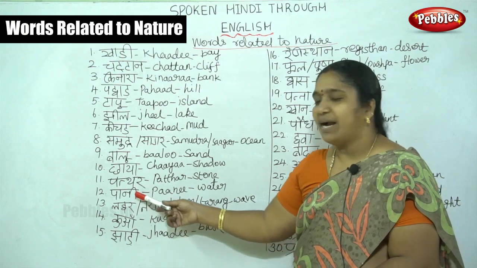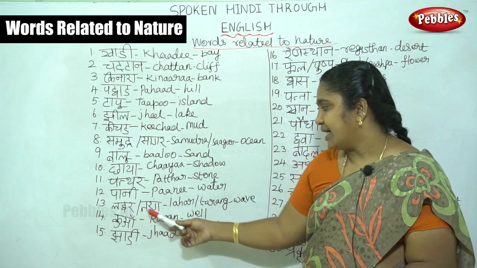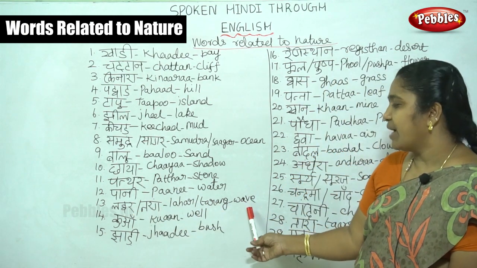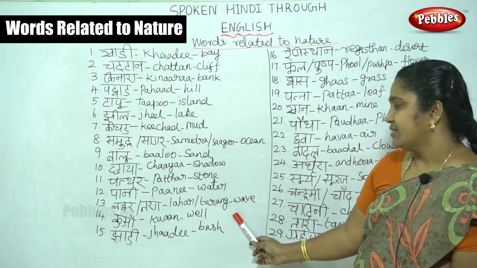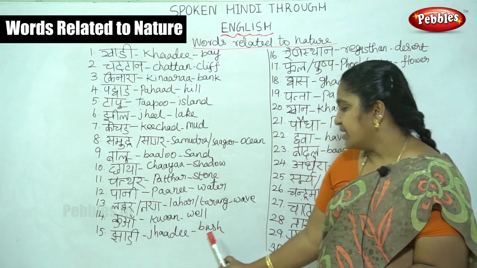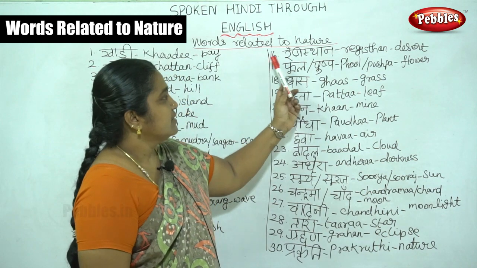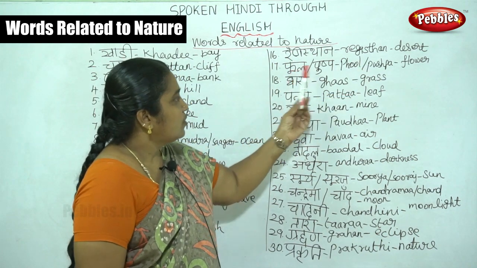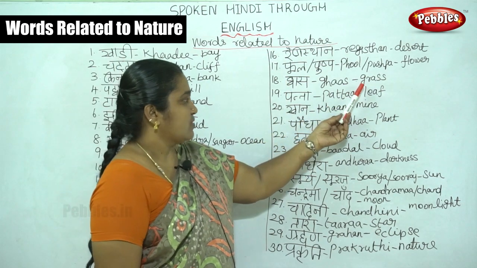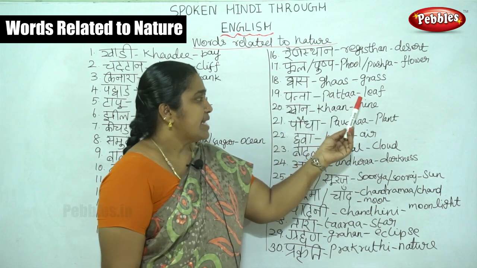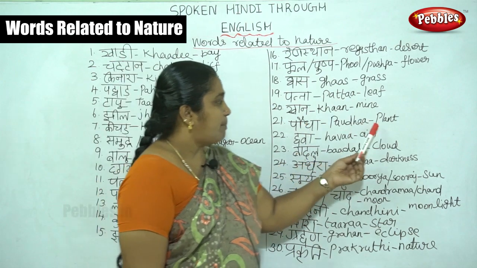Then pani. Pani is water. Lehar, tarang, that is wave. Kuan, well. Here jadi is bush. Then the next set. Registan is desert, phool, pushp, flower, ghaas is grass. Patta is leaf, corn, mine, paudha is plant.